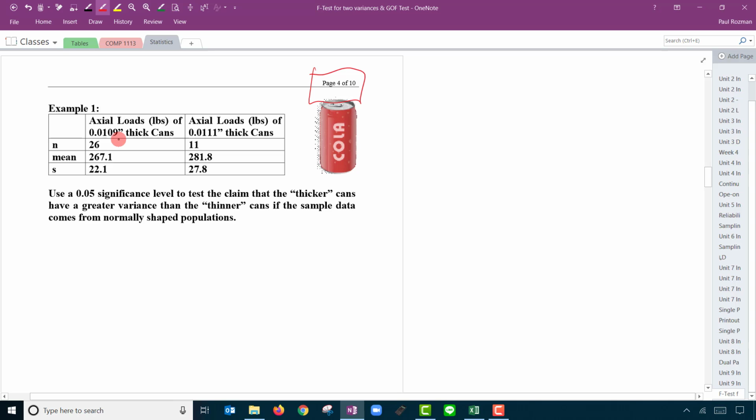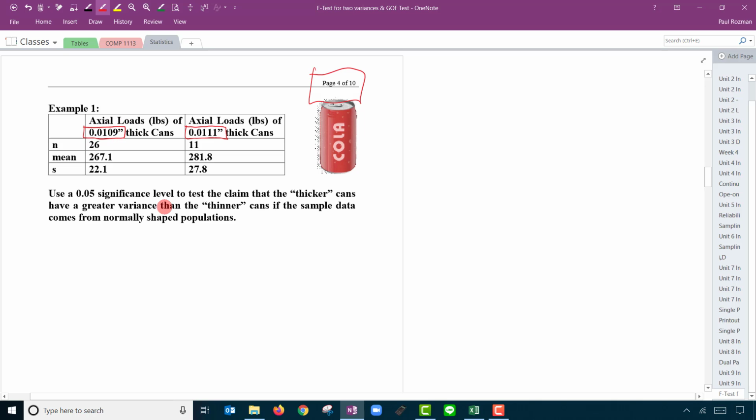But maybe there would be more variation or less variation depending on thickness. So maybe we'd like to compare their variance rather than their means. I've listed the standard deviation here just because we're more familiar with it, but the test is technically a test of variance. Let's do the test. The claim is that the thicker cans have a greater variance than the thinner ones. And we decided that this meant thicker than these.